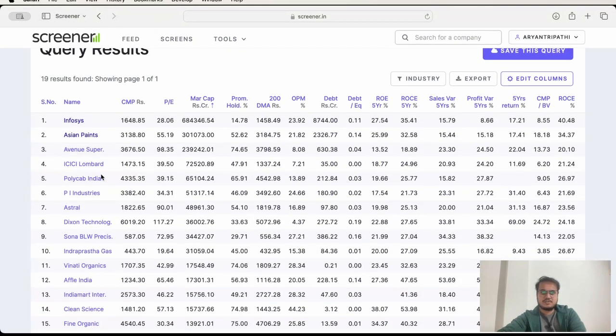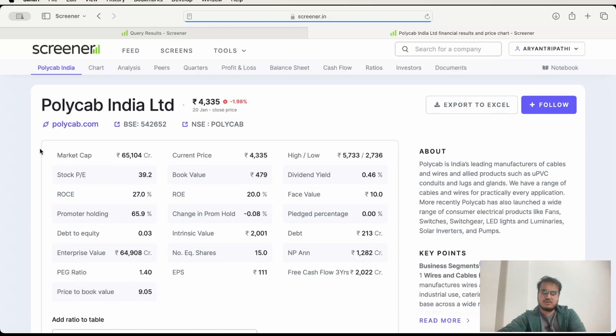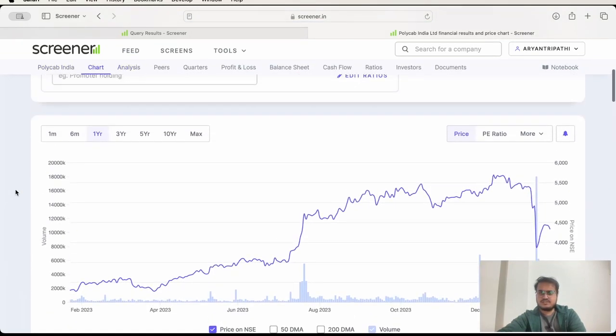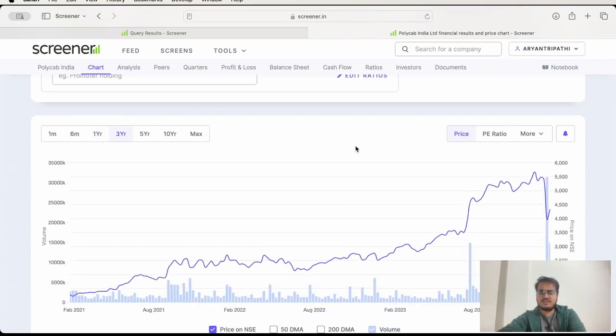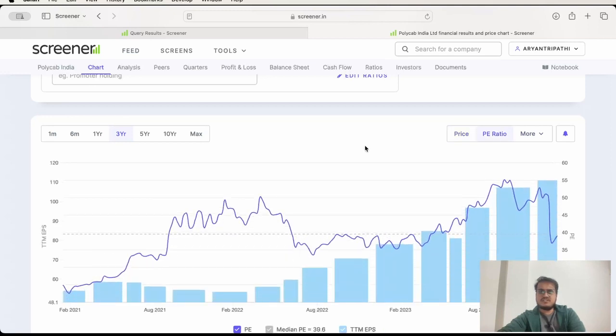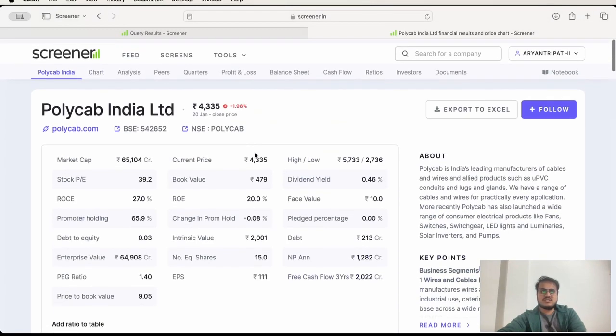If you go further, suppose Polycab India, I posted about Polycab India on the community post. If you have not followed that community post, do read it. It might have been useful if you read it at that time. The P ratio over the last 3 years was 39.6. Before this crash, the P was almost 50. Now it crashed to almost 39.1. It was close to 37 when it crashed completely on that day. That day I put some money into this particular stock. So this is Polycab India.